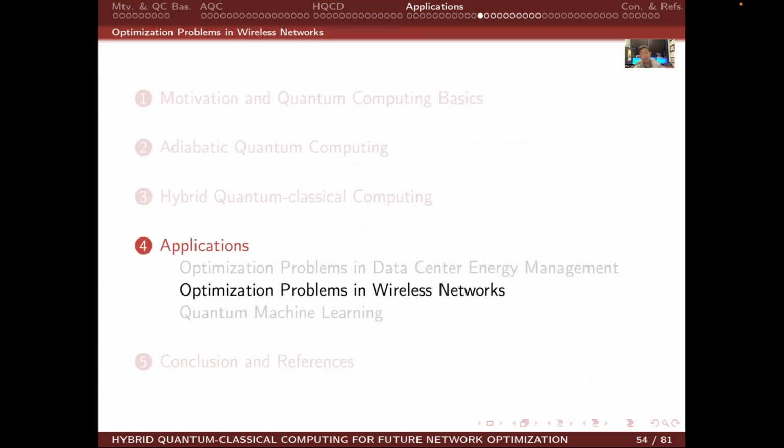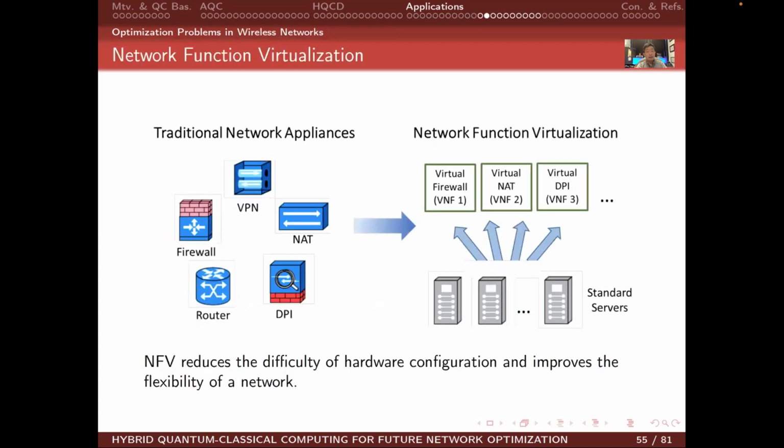So this is the data center, and then the next problem is the optimization problem for wireless networks. A lot of papers on wireless networks can be formulated as constrained optimization, and in this example we show network virtualization. Other methods can be extended in a very similar way.